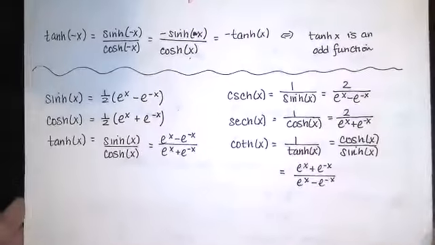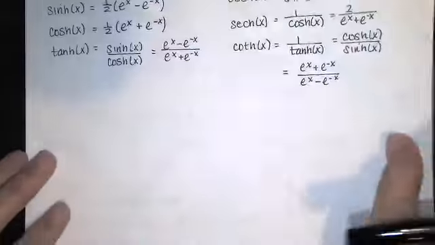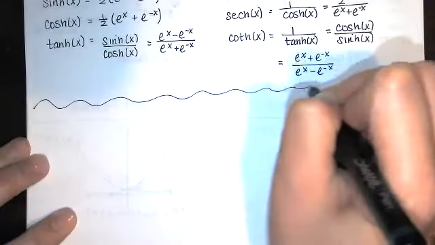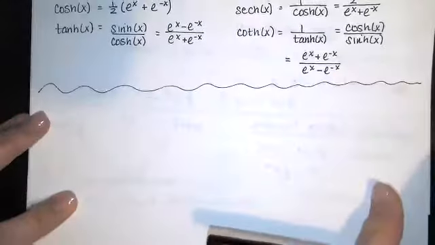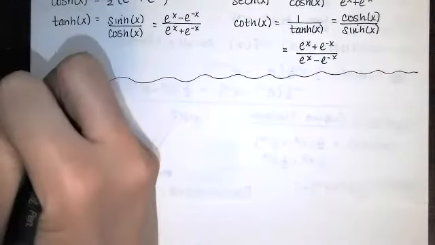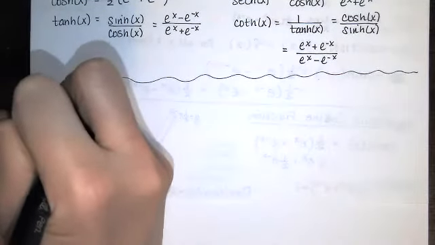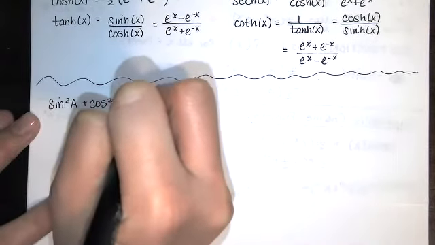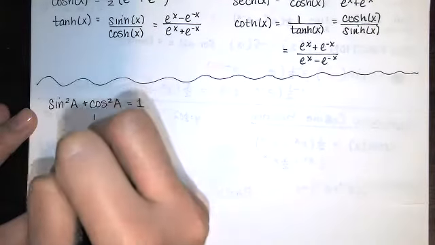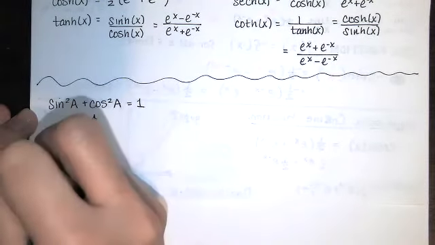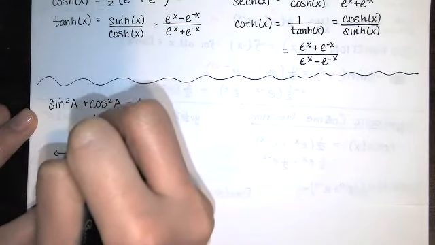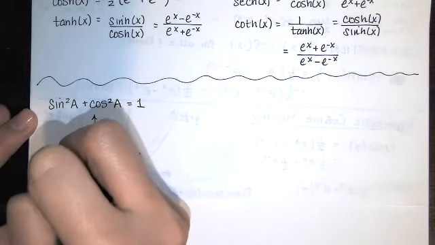Now, our trig functions have identities associated with them. We know that sine squared of an angle plus cosine squared of the same angle is equal to 1. And one of the ways that we derived this back in trig was using our unit circle.